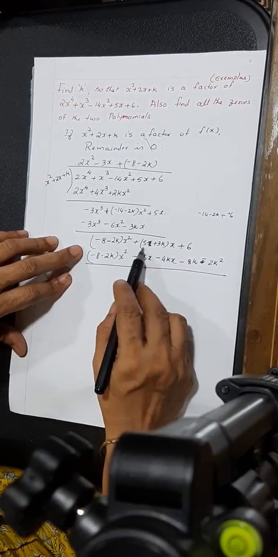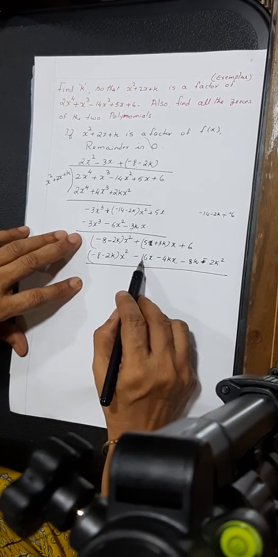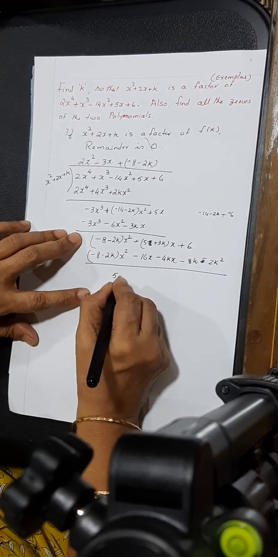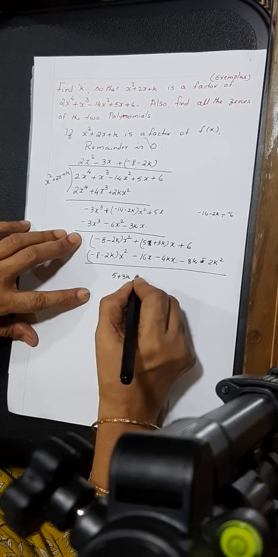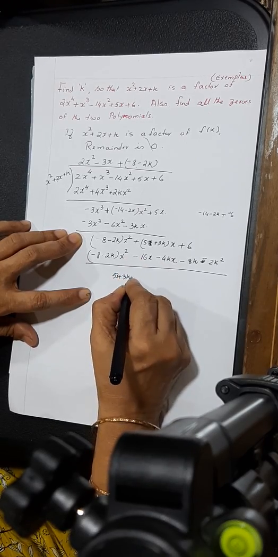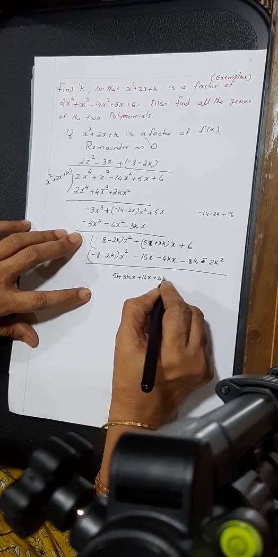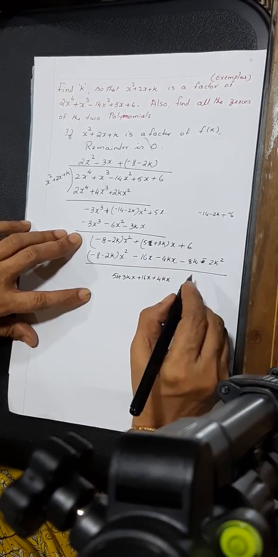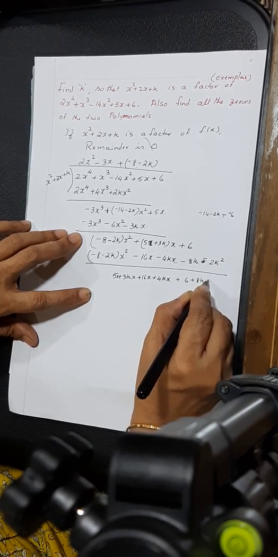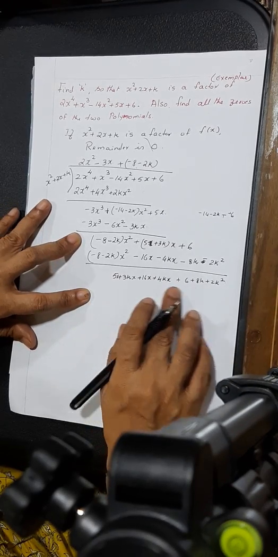So this will get cancelled. Now we are left with 5 plus 3k, so here this will be 5x plus 3kx plus 16x plus 4kx. Now here it will be plus 6 plus 8k plus 2k squared. So this is what we have got.